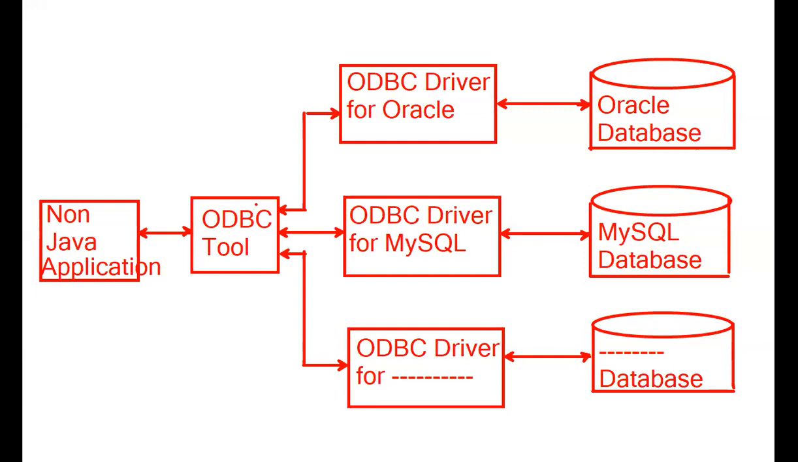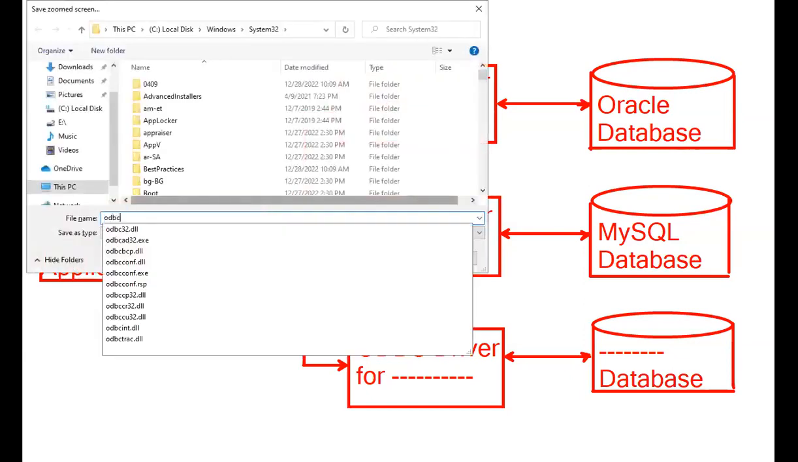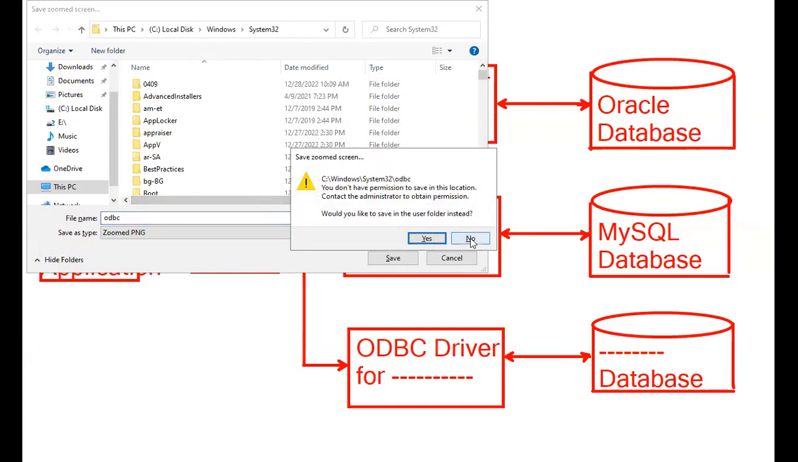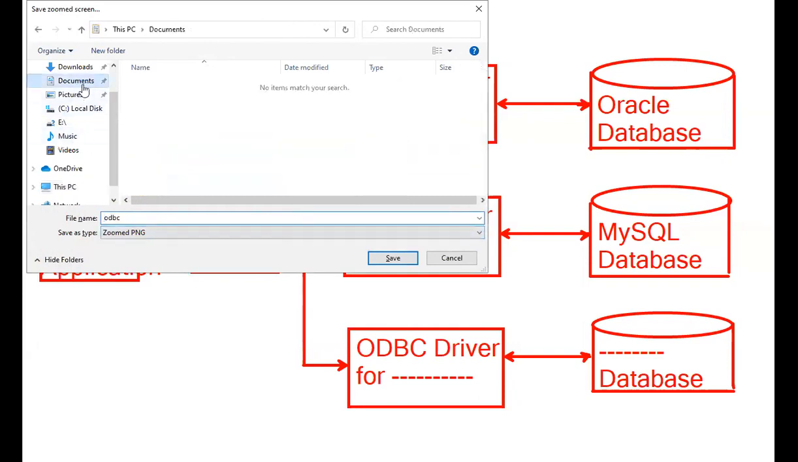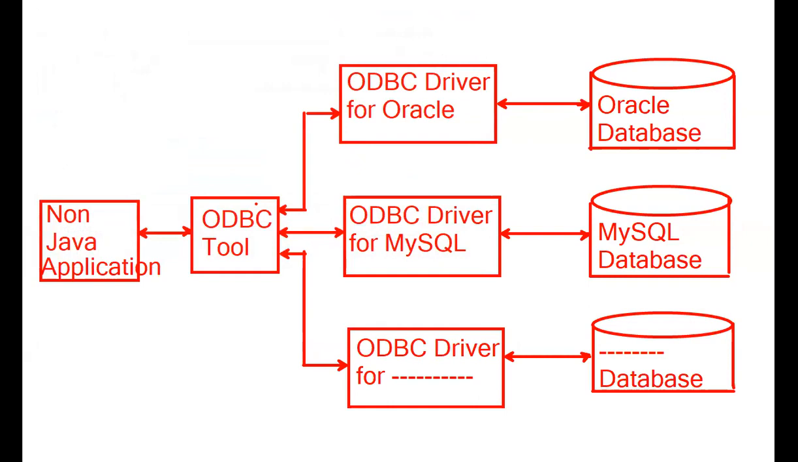When Java came, what happened? I'll explain. Just write this diagram. Just write it as it is. I'll explain.